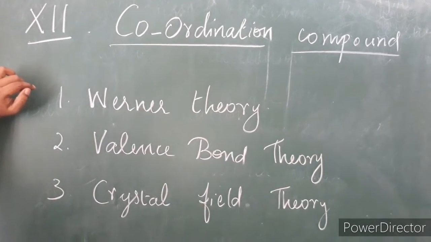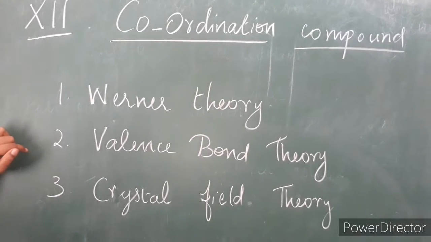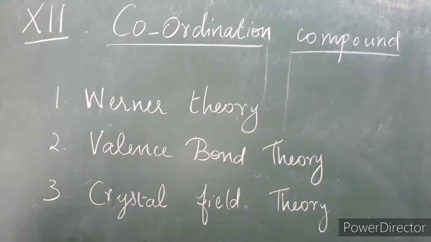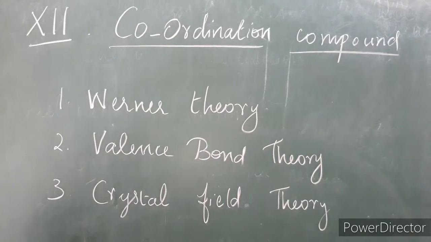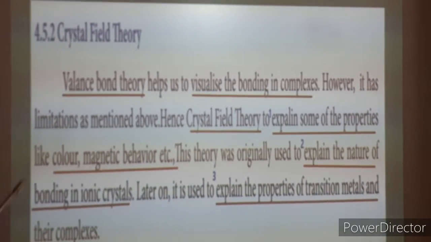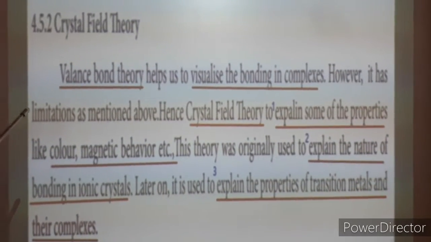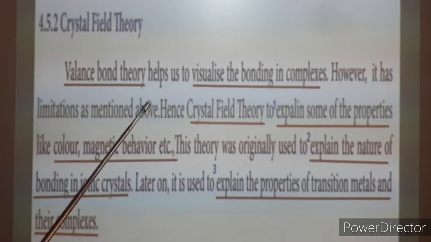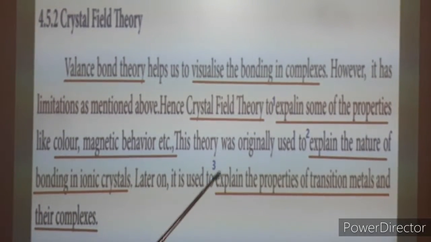We learned two theories, Werner theory and Valence Bond theory. In this video, we are going to learn the crystal field theory. Rest of the lesson is in the PPT. Before this, Valence Bond theory helped us to visualize the bonding in complexes. But the crystal field theory explains three points I indicated.